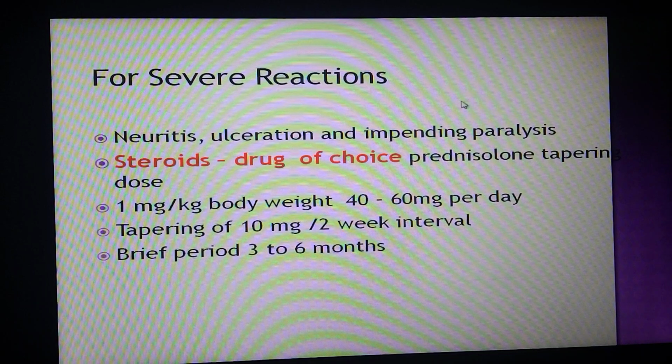For severe reactions, what do we have to do? Where neuritis, ulceration, and impending paralysis take place, steroid is the drug of choice: prednisolone in a tapering dose, 1 mg per kg body weight, that is 40 to 60 mg per day. Tapering by 10 mg every 2 weeks, and the overall period will be from 3 to 6 months.